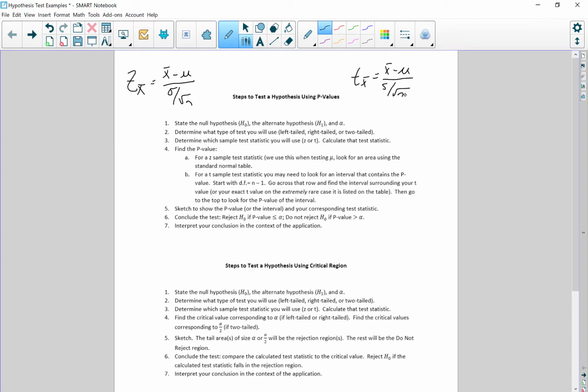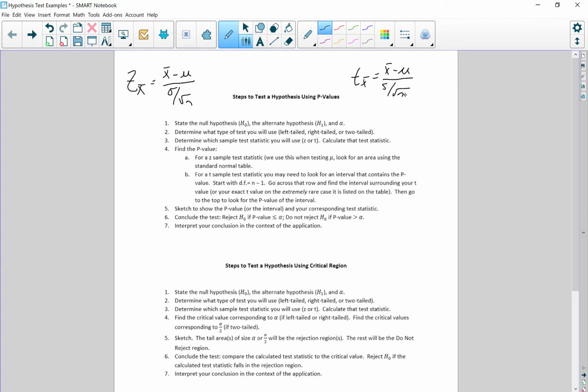So now, those three steps are the same regardless of which method, p-values or critical regions. Now's where we start getting the differentiation. So for p-values, if you have a z-test statistic, go to your standard normal table and find your area. So if it's a left tail, just look up your z-test statistic. There's your p-value. If it's a right tail, 1 minus the value off the table for the z-test statistic. And if it's two-tailed, look it up, do 1 minus it, and multiply it by 2.